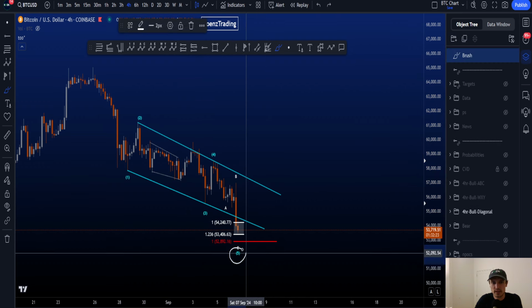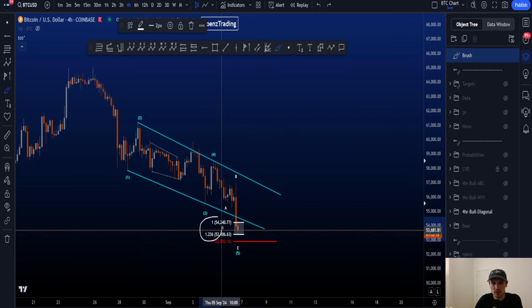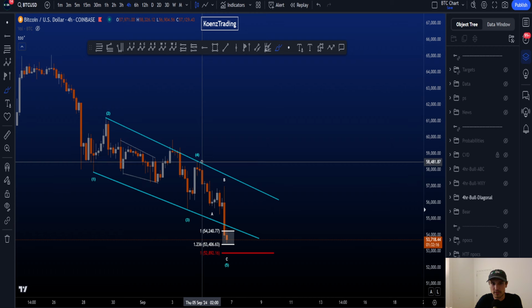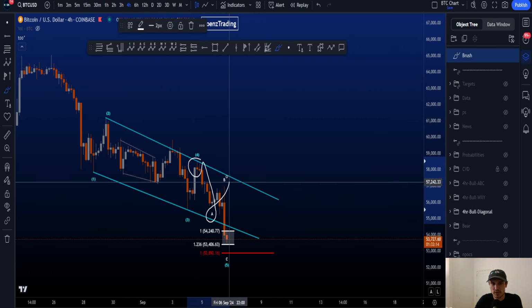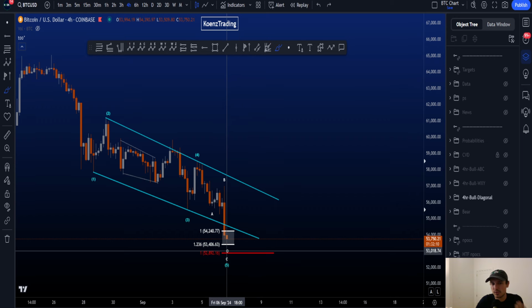looking to finish the final ABC to the downside inside this wave 5. We are in the common target for wave 5, which is the 1 to the 1.236 trend-based fib extension, taken from the start to the end of A to the end of B. Lowest target here, 53.4k, but your invalidation is 52.8k.